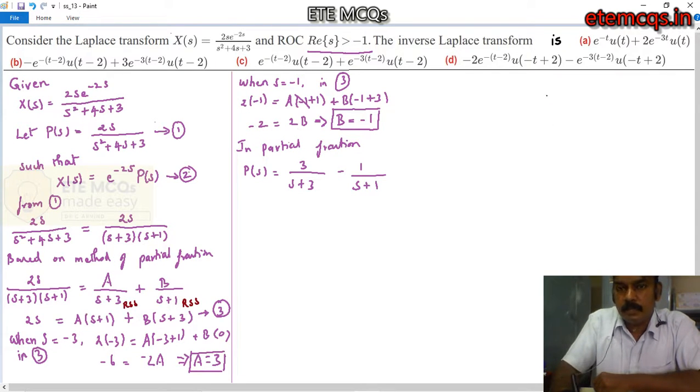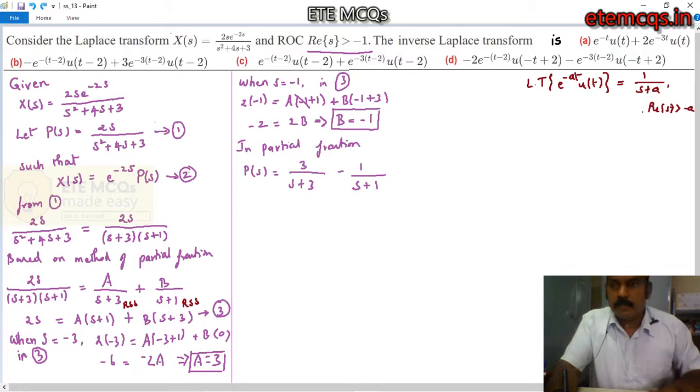Based on Laplace transformation, we have Laplace transform of e power minus at into u of t is equal to 1 by s plus a. We know the ROC is real part of s is greater than minus a. The region of convergence is outside minus a. So we are supposed to make use of this formula to compute the Laplace transformation. So this should be used in order to identify the inverse Laplace transformation.